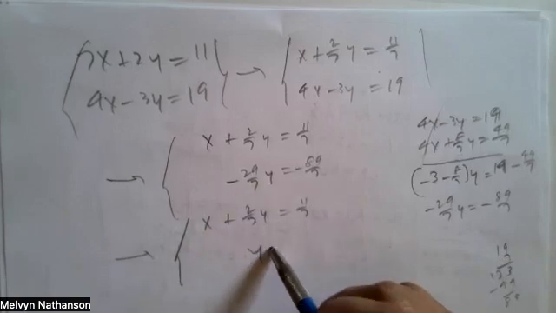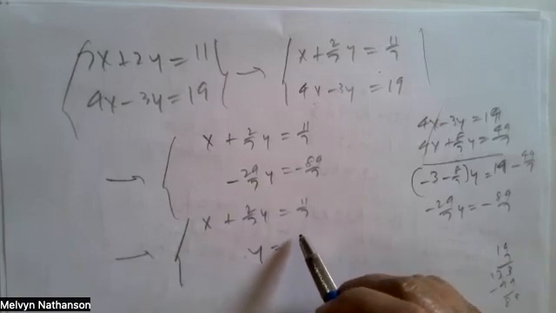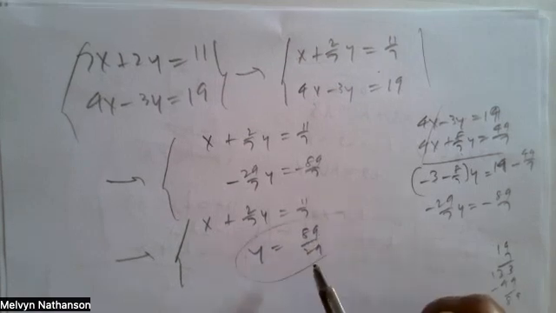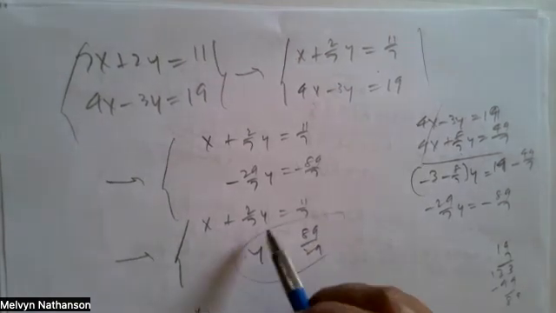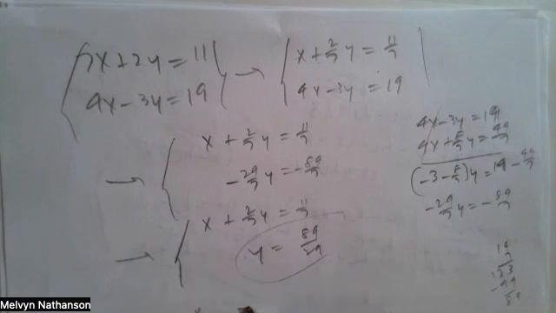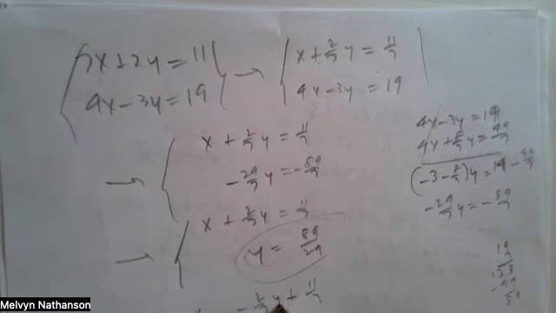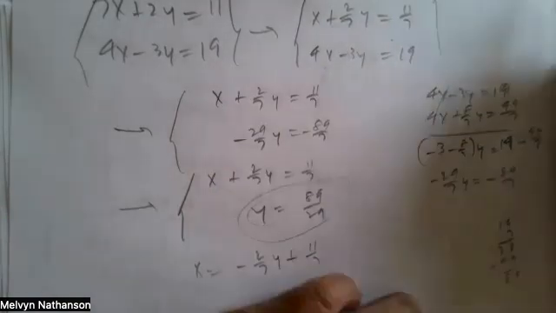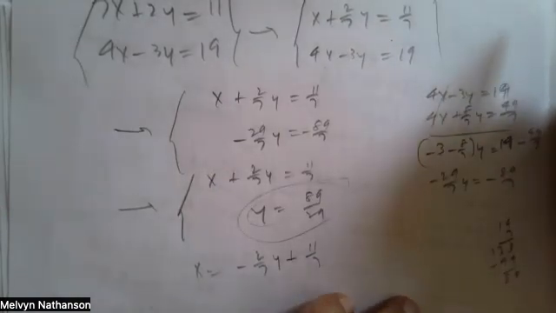And this says that y is equal to 89/29. So I found y, and so x is minus 2/7 y plus 11/7. So I plug in y and I find x, right? I have a question.